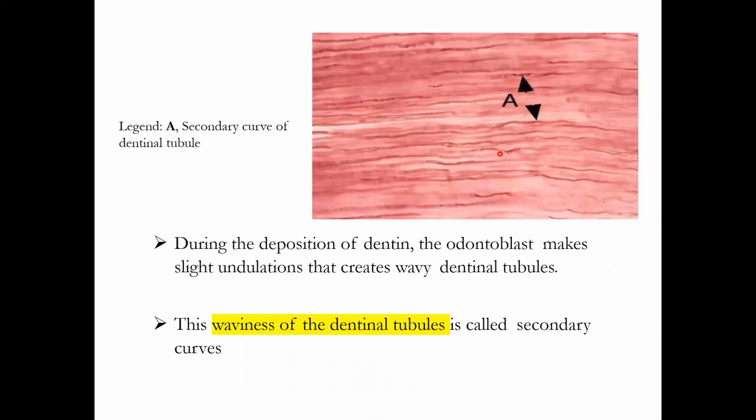But during the deposition, the odontoblast has slight undulation during its course, and this causes a waviness within the dentinal tubules, as you can see here. So these are called secondary curvatures of dentinal tubules.